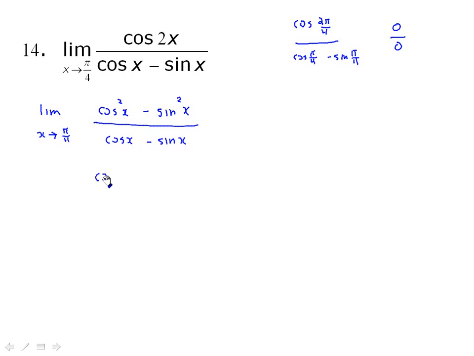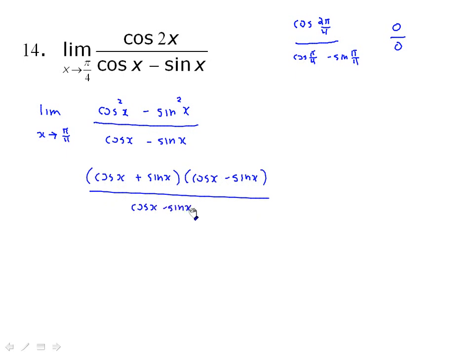So, in fact, this is exactly what we can do. We get cos x plus sine x, it's a difference of squares, times cos x minus sine x, and then this is all over top of cos x minus sine x, and then the limit as x approaches pi over 4. These divide out, so we end up with the limit as x approaches pi over 4 of cos x plus sine x.